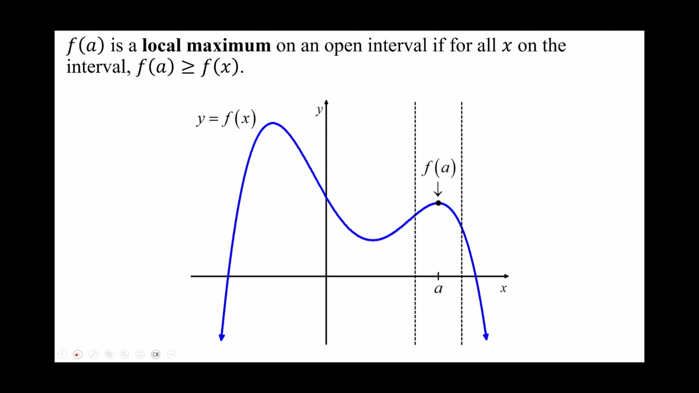The next thing is local maximums and local minimums. f of a is a local maximum on an open interval if for all x on the interval, f of a is greater than or equal to f of x. So this f of a, marked by this point right here, is a local maximum because it is the highest point on an interval surrounding a. So in its neighborhood, it's the highest or the maximum point. This is also a local maximum right here because in its neighborhood, it is the highest point.